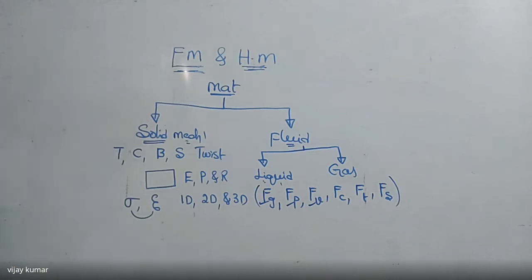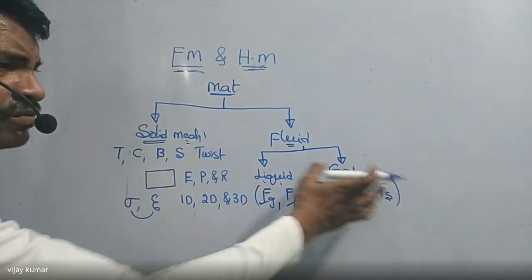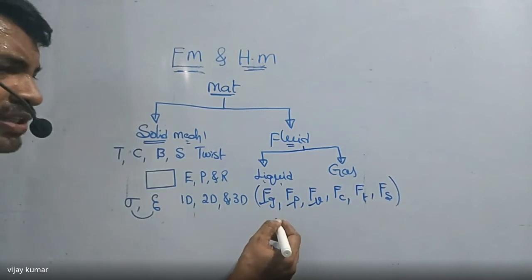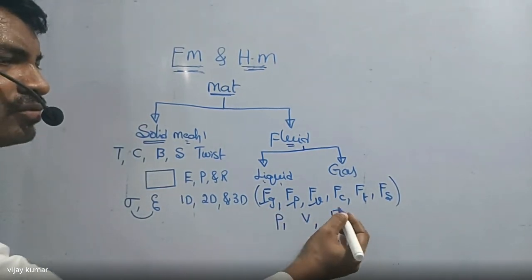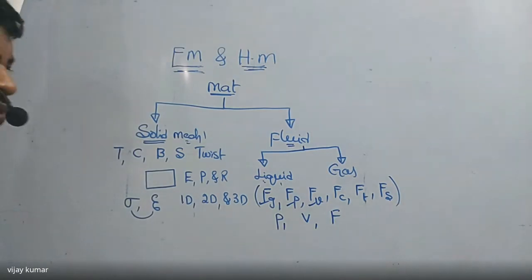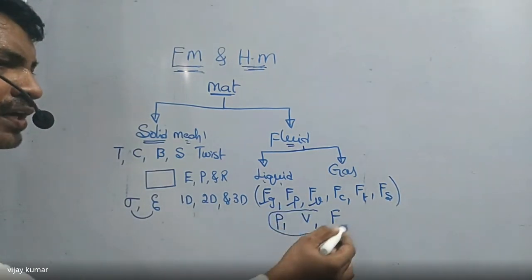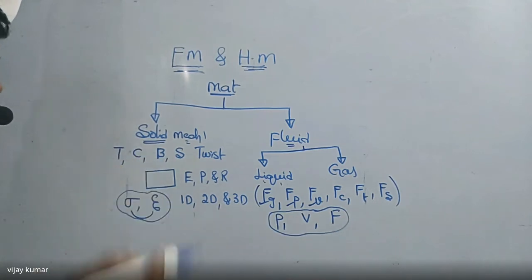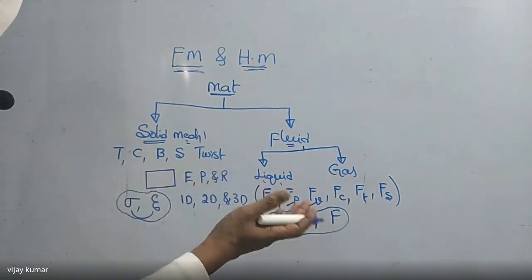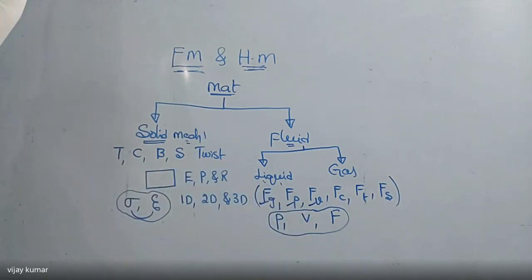Now here, by the application of these forces, I want to find what is the pressure, what is the velocity, and what is the force exerted on the fluid. These are the variables we are going to find in fluid mechanics. These are the variables we have to find in our strength of materials. That is the difference between solid mechanics and fluid mechanics.